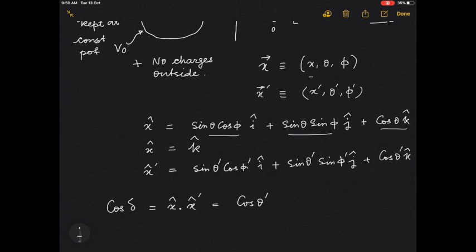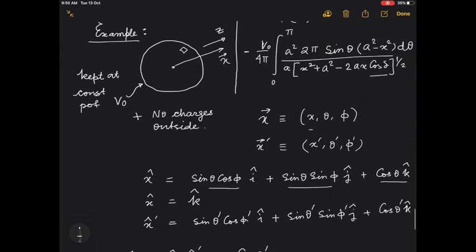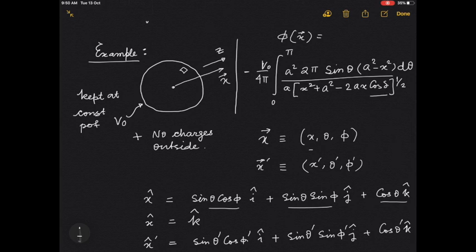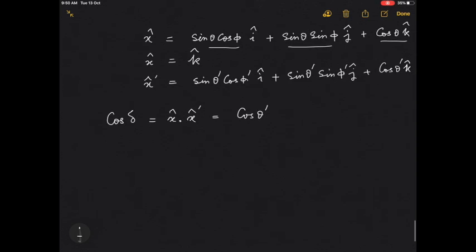So when I do the dot product of x cap with x cap prime, the i cap and j cap do not give me any contribution. The only contribution comes from k cap, and that is just cos theta prime. These are all theta primes, I'm sorry, because we are doing the integration on the prime coordinate. So this cos delta can be replaced by cos theta prime.